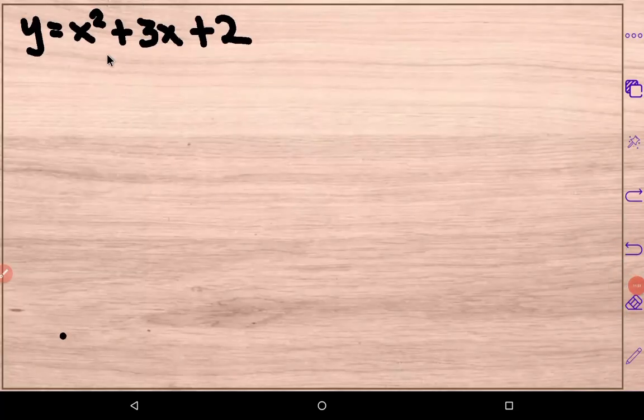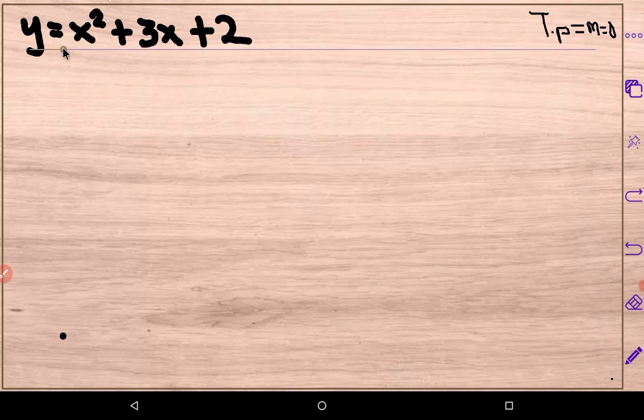So this is our equation. What we want to find is the turning point, and we've already said that at the turning point, the gradient is equal to 0. In calculus, how do we find the gradient? We differentiate. That's how we find the gradient in calculus, by simply differentiating, finding dy/dx. If you don't know how to differentiate, you can watch our previous videos on differentiation. We're going to go into details.